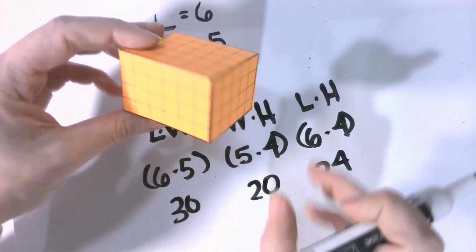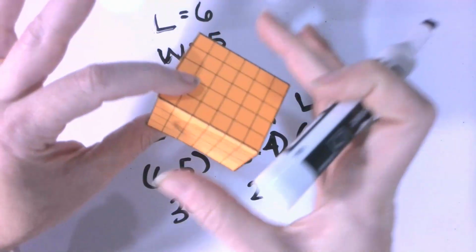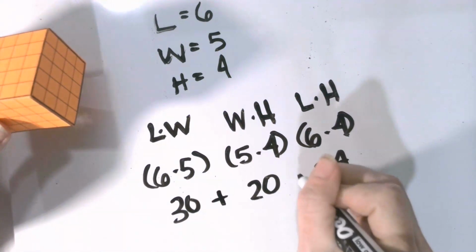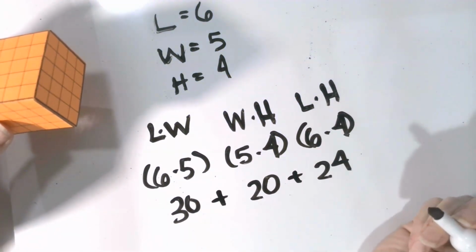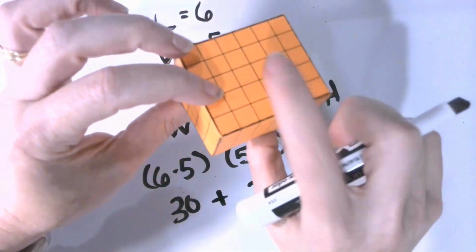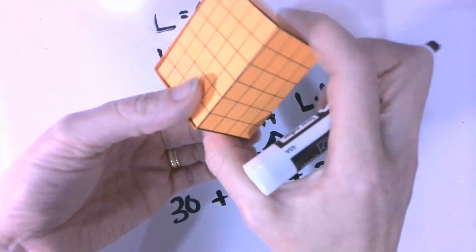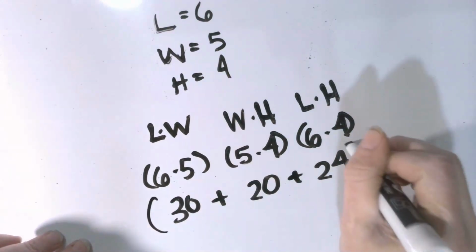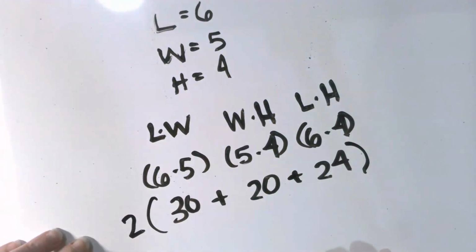So each one of these side surface areas that you just got, you're going to add them together. You're going to say 30 plus 20 plus 24. But there's a set of each one, right? Because they're opposites. There's a set. So you're going to add these together, but then you're going to multiply the whole thing by 2. Okay?